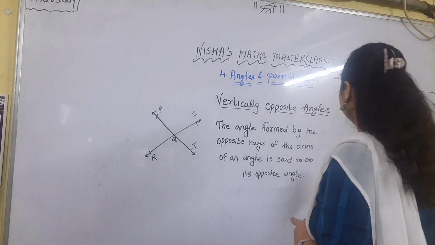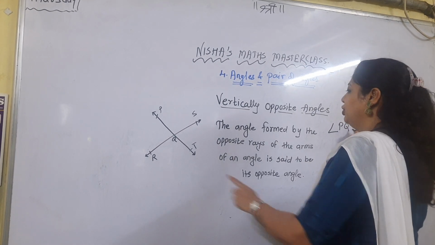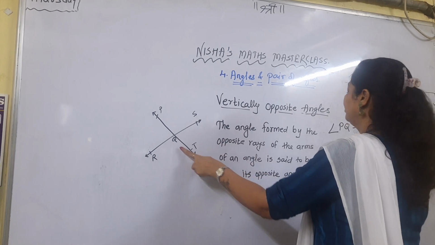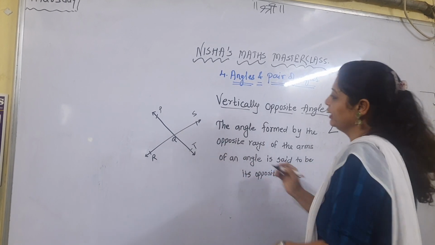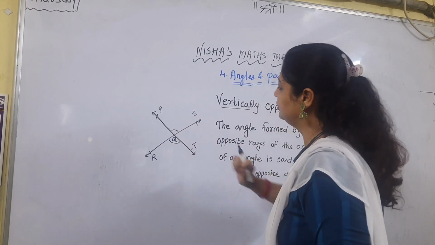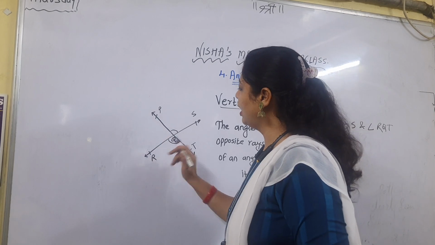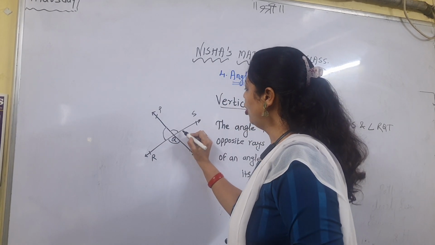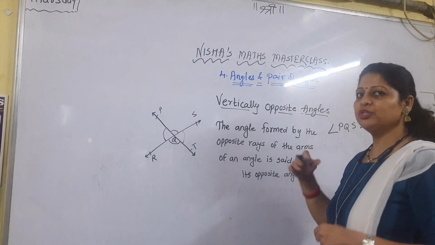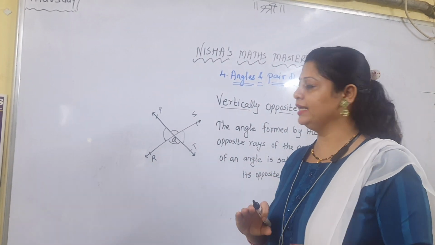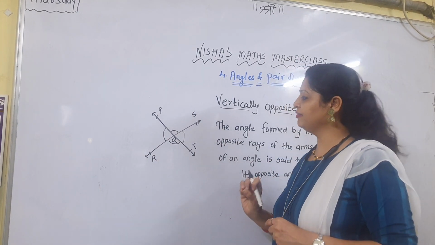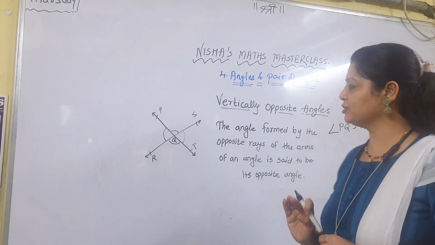Now I am writing here angle PQS with angle RQT. This PQS is opposite to RQT. Now next, angle PQR, and the opposite angle is SQT. Got my point? The word opposite is there, correct? Up, down, right, left, same. Up, down, left and right. Understand? How to identify? This is a simple trick to identify the opposite angles.